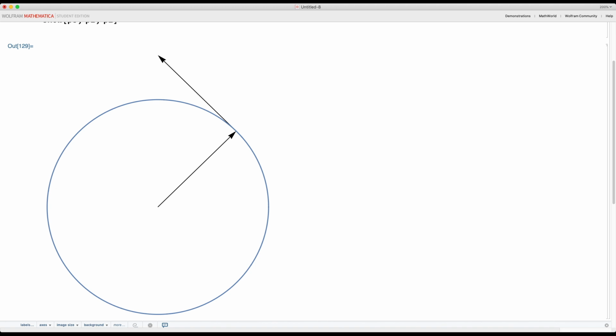Okay, and I think we mentioned this last time, what's the difference between velocity and speed? Jack? Okay, yeah, velocity is a vector, meaning that it has direction and it has magnitude.